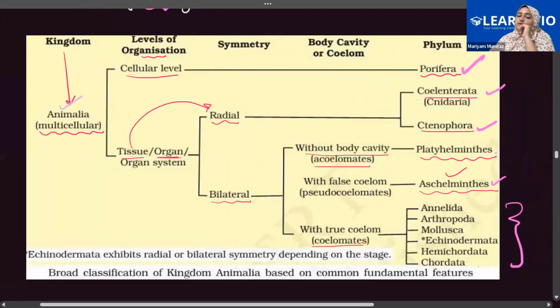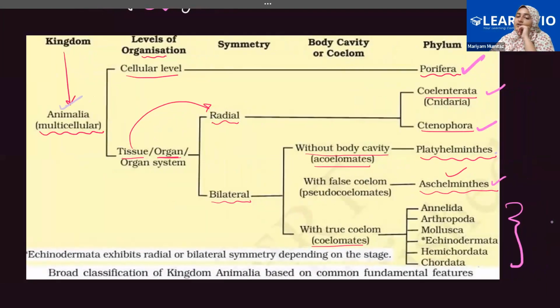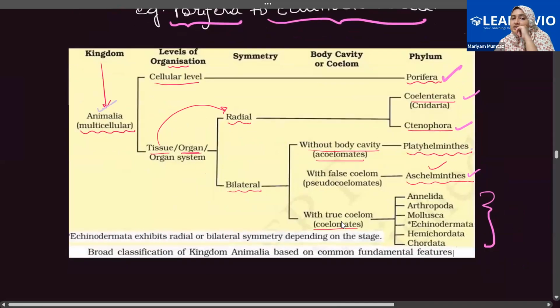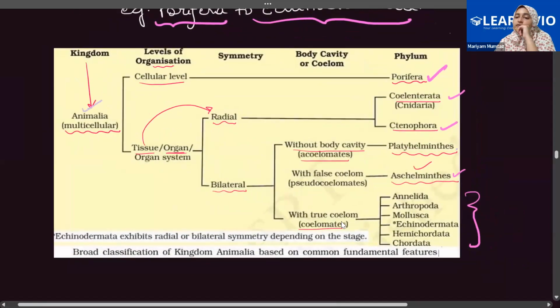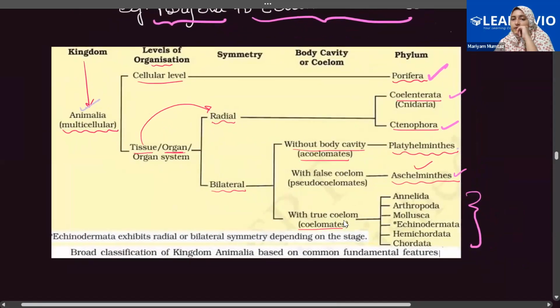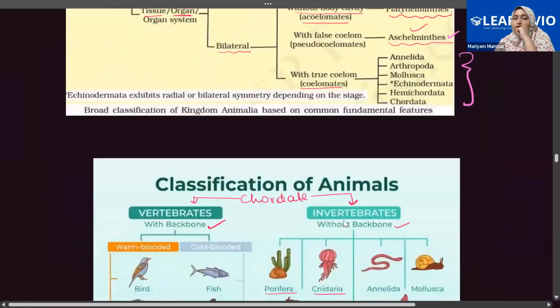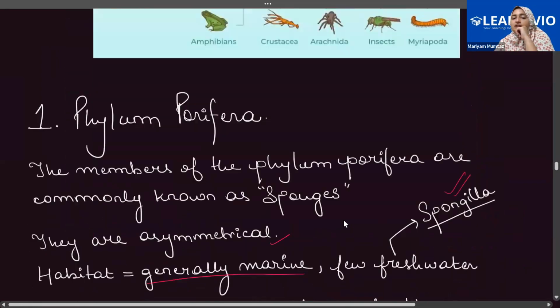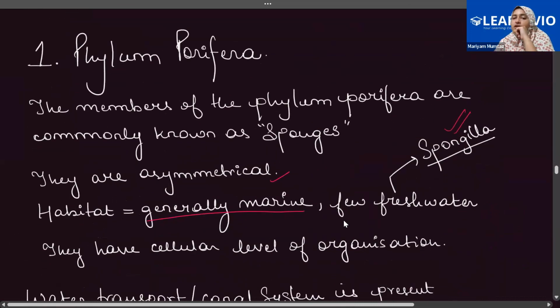Now there is one exception, that is Echinodermata. It has a weird case. We'll talk about it when we come to it. So this chart, if you memorize it, is going to be very, very easy for you. All right. Now let us talk about the first phylum, that is Porifera.